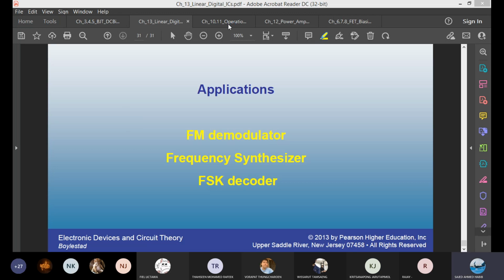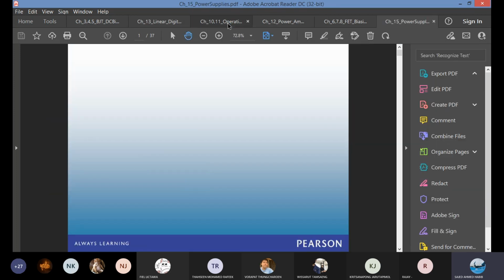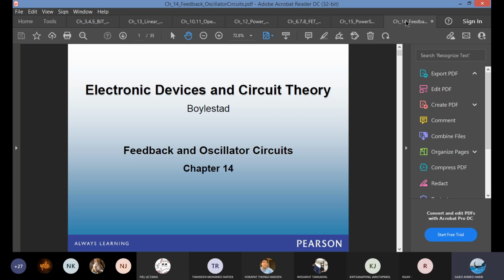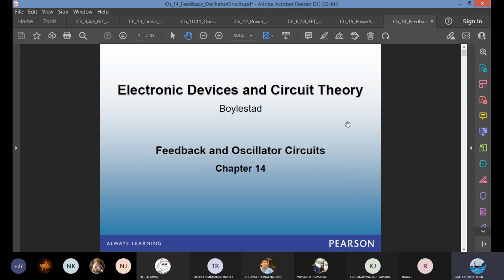Then I will not review 16, 17, which we just studied in the last 1.5 or 2 weeks, but I will quickly discuss chapter 14 and 15. Chapter 14 is about feedback and oscillation, and chapter 15 is power supply. Let's go to the feedback and oscillator chapter. What did we study mainly from the feedback and oscillator?